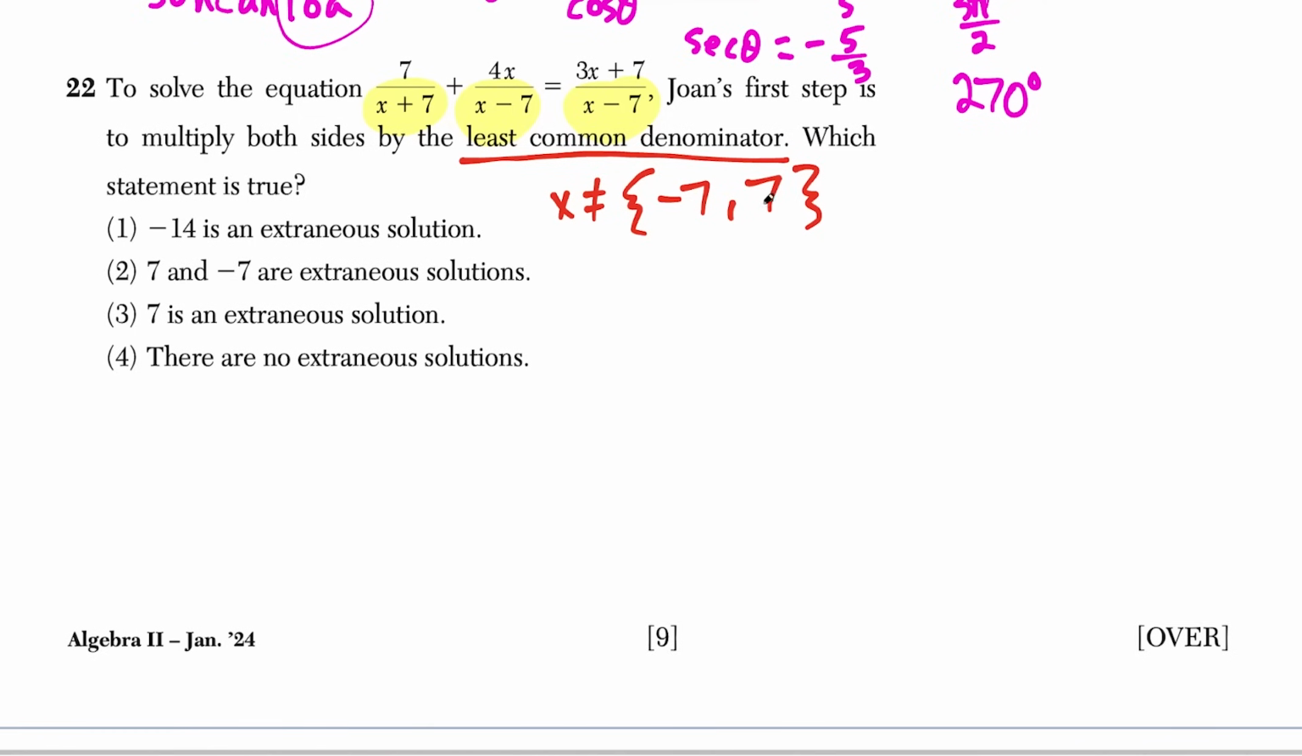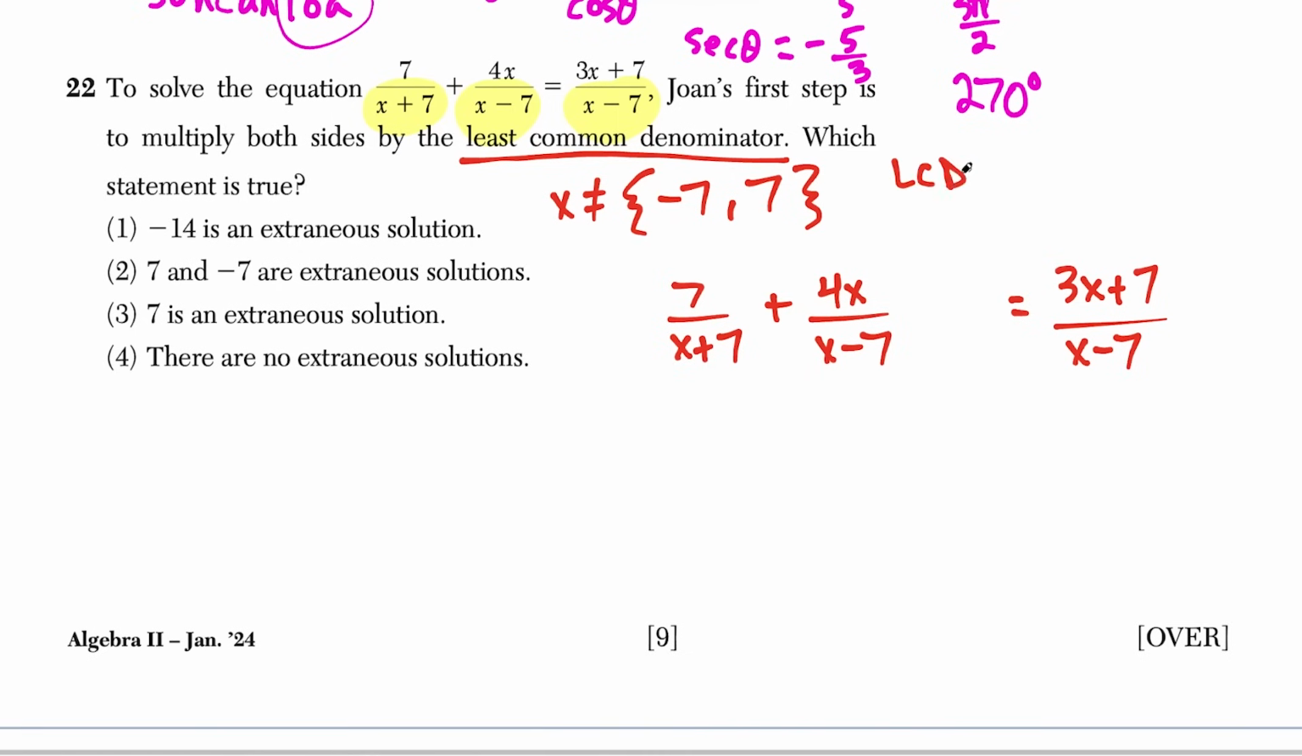So now we follow Jones' step here. So she's starting with this equation over here. We have 7 over x plus 7, and then we have plus 4x over x minus 7. And this is equal to, I'll leave a space, we have 3x plus 7 over x minus 7. So the first thing that Joan is doing is multiplying both sides by the least common denominator. So the least common denominator here is going to be x plus 7 times x minus 7.